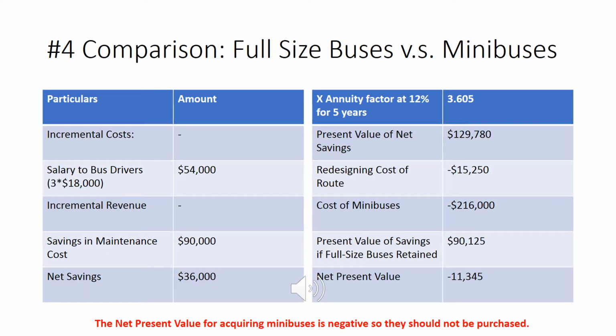The next question we had to look at for the Board of Education was the net present value of full-size buses versus minibuses in new or old routes. Option number 1, full-size buses. The net savings is $36,000. Option 2, minibuses and new shorter routes, a negative $11,345. The net present value for acquiring minibuses is negative. So that means that the Board of Education should not purchase the minibuses.